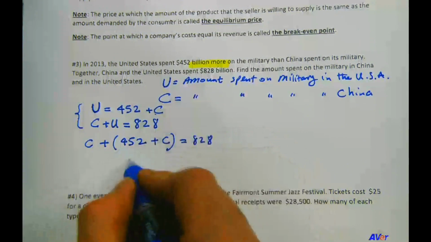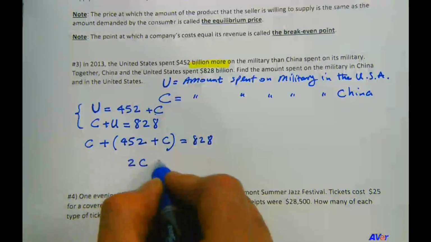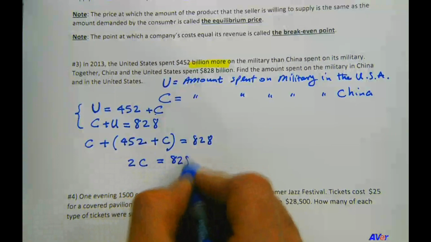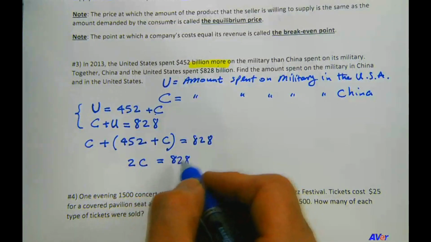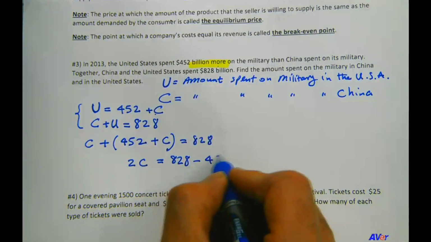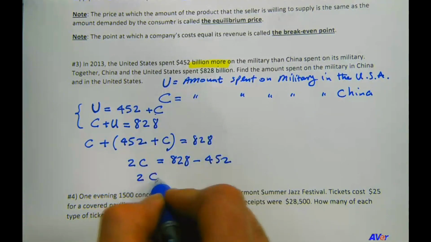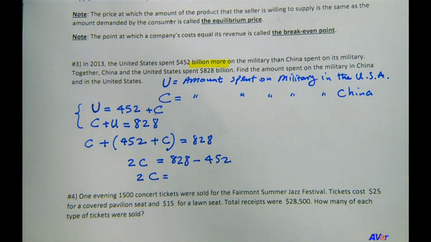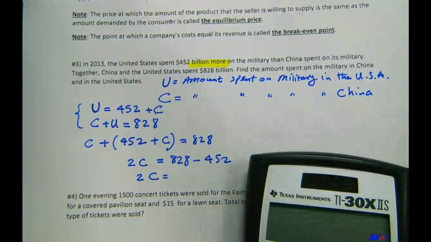So what do we have? We have 2c on the left. On the right, we have 828 minus 452. So 2c equals, let's see.